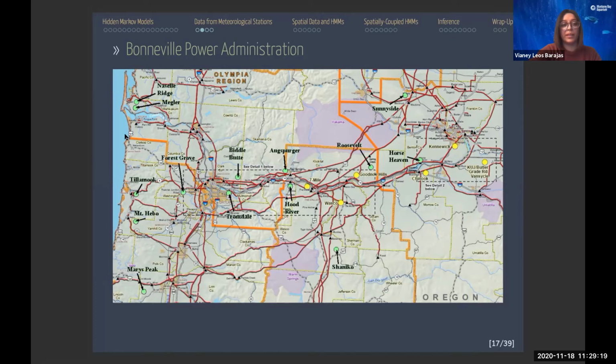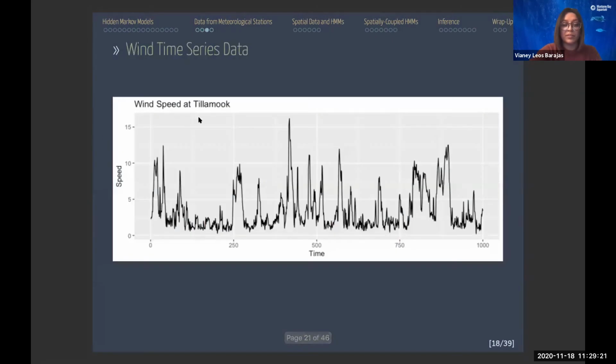So I can show you quickly, for example, wind speed at Tillamook Meteorological Station. These are about 1,000 data points, so you can just kind of see the speed. Markov switching models and hidden Markov models, I tend to group in the same modeling framework. These hidden Markov models, referred to as Markov switching models, are common in modeling wind speed.